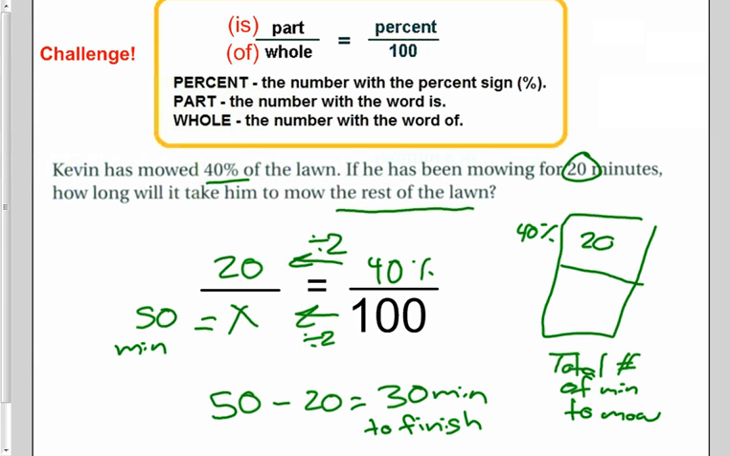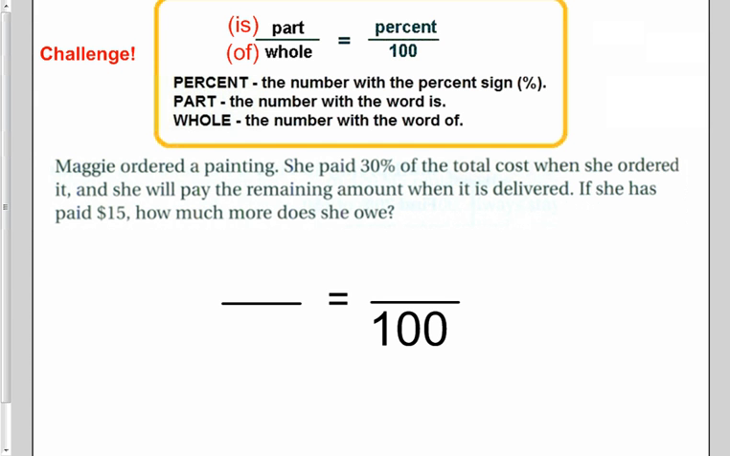Let's try another challenge. Maggie ordered a painting. She paid 30% of the total cost when she ordered it, and she will pay the remaining amount when it is delivered. If she paid $15, how much does she owe? This is a very similar problem. So we know she's paid 30%. We know that the amount she's paid is $15. So I know she hasn't paid all of it, so that $15 is going to actually be the part, not the whole. And 30% is our ratio of 30 out of 100. So let's figure out the whole amount that she owes.